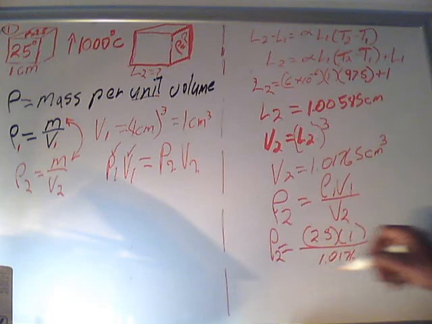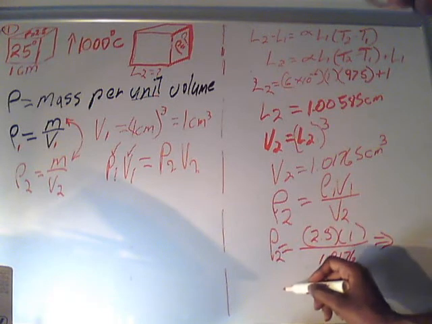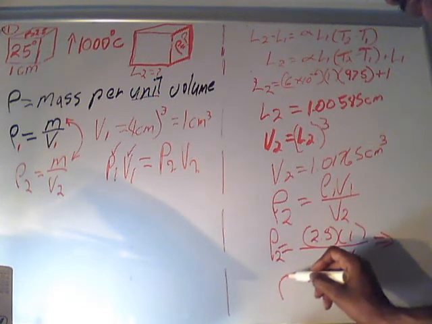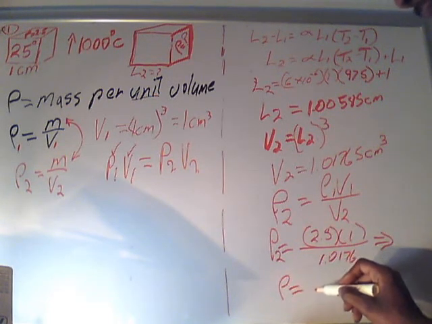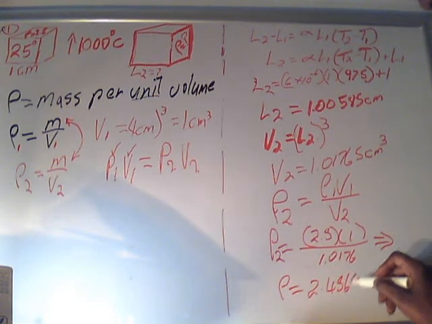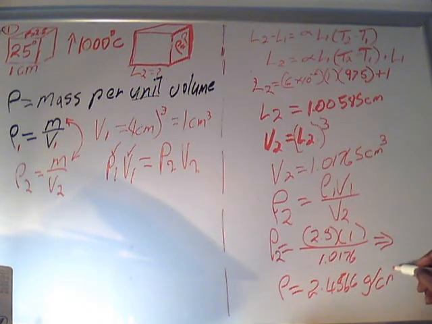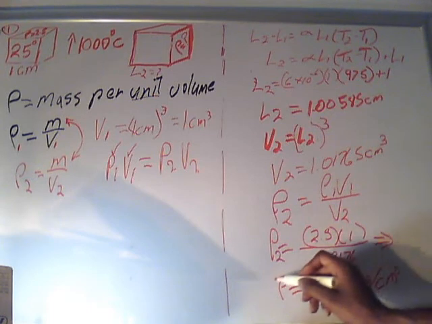And so here we go. This will give us our rho 2. Make sure you can see this here. I'll write it down. Rho 2 is equal to 2.4566 grams per centimeter cubed.